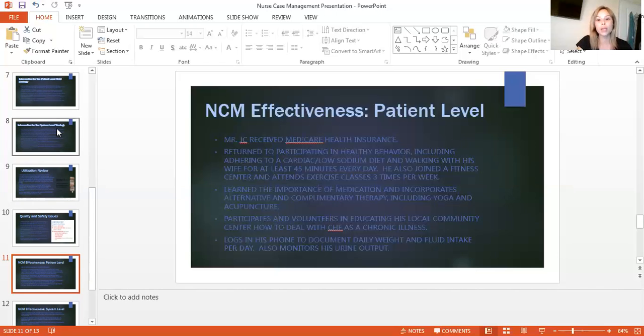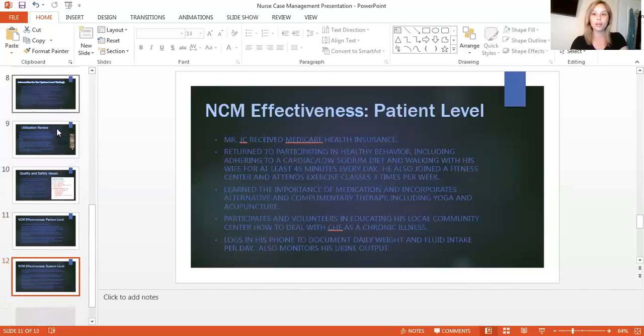He learned the importance of medication and incorporates alternative and complementary therapies like yoga and acupuncture, which he indicated really helped. He volunteers in educating his local community center on how to deal with heart failure as a chronic illness, since he is able to deal with it so well after getting his health insurance. He also documents and logs in his phone his daily weight and fluid intake per day and monitors his urine output. So if there are any changes, he can contact his doctor right away.